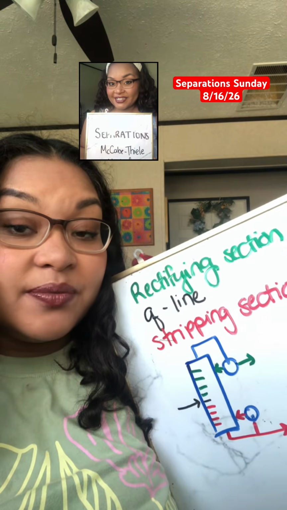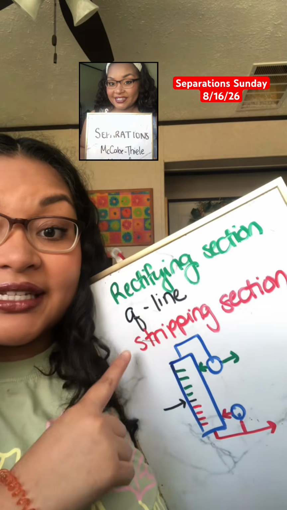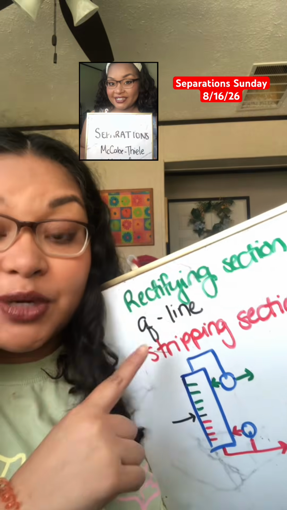If you watched my video from last week, I recommend drawing these lines in this order: rectifying, Q line, stripping, because of the equations. After reviewing my book and Wikipedia, it looked like the stripping section didn't have an equation, so we saved that for last since you just need to connect two dots together.